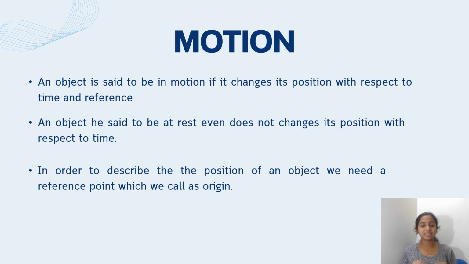And in order to describe the position, or in order to describe the motion of an object, we need a reference point. We'll call it an origin. With respect to the origin, the position of our object is this one. So in the next slide, you will have a clear idea about what this origin is.